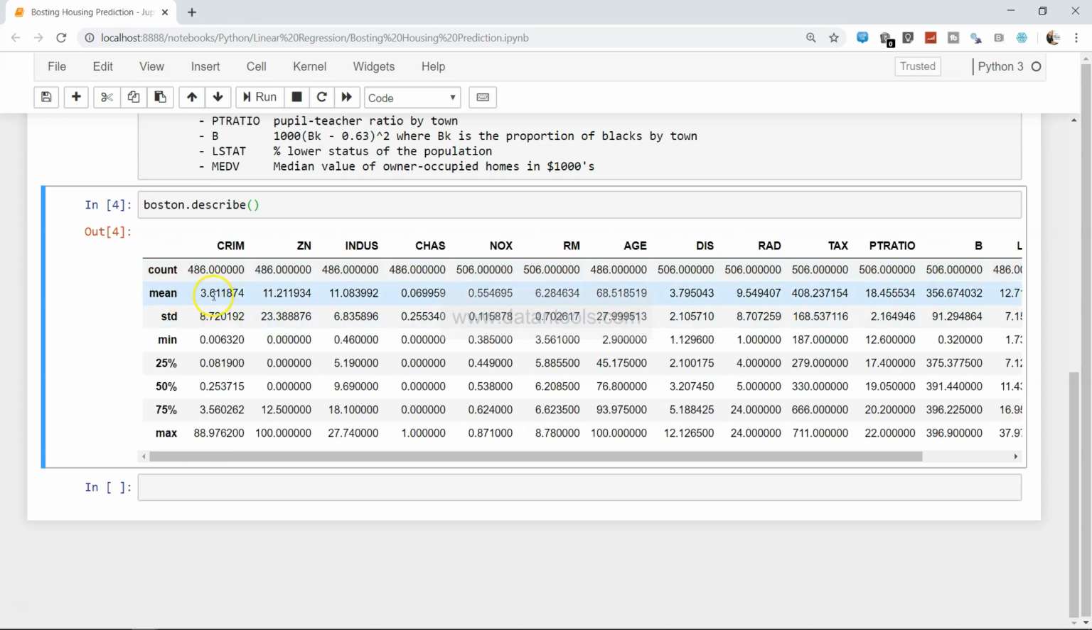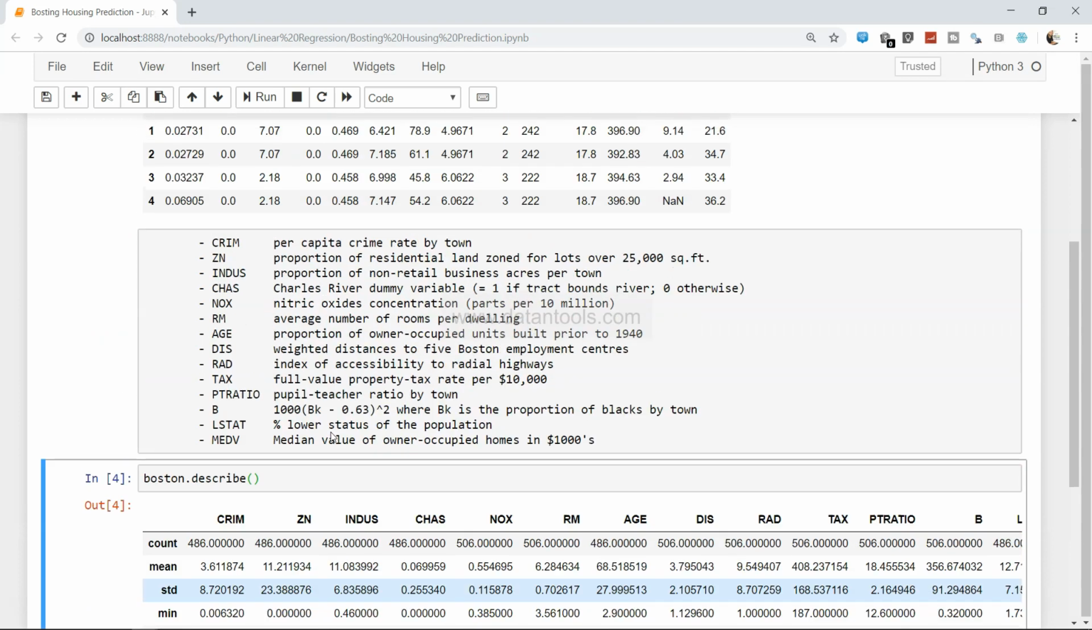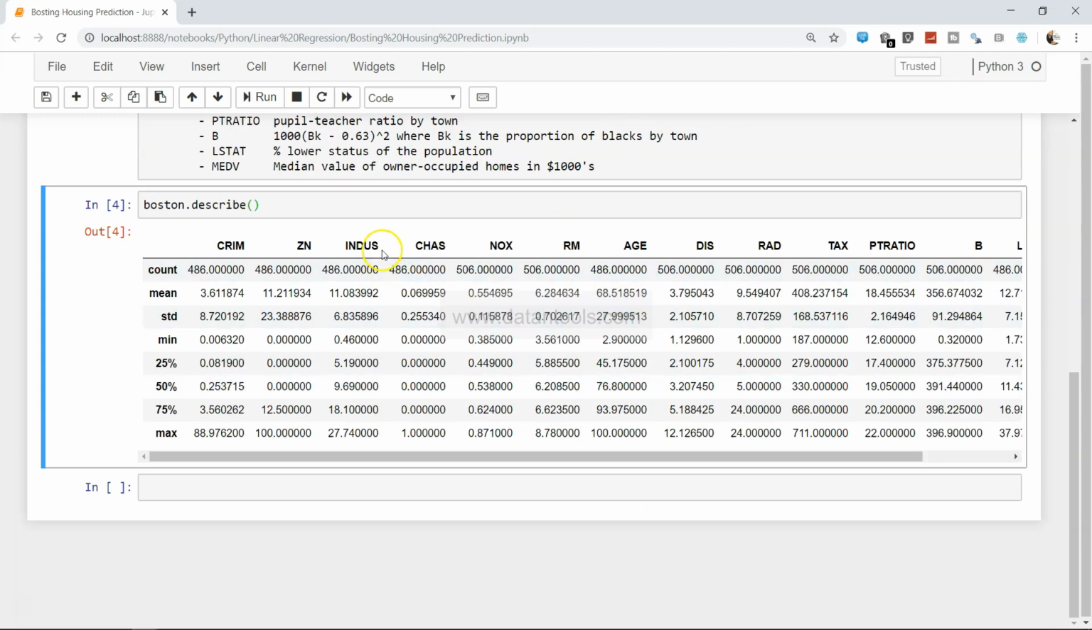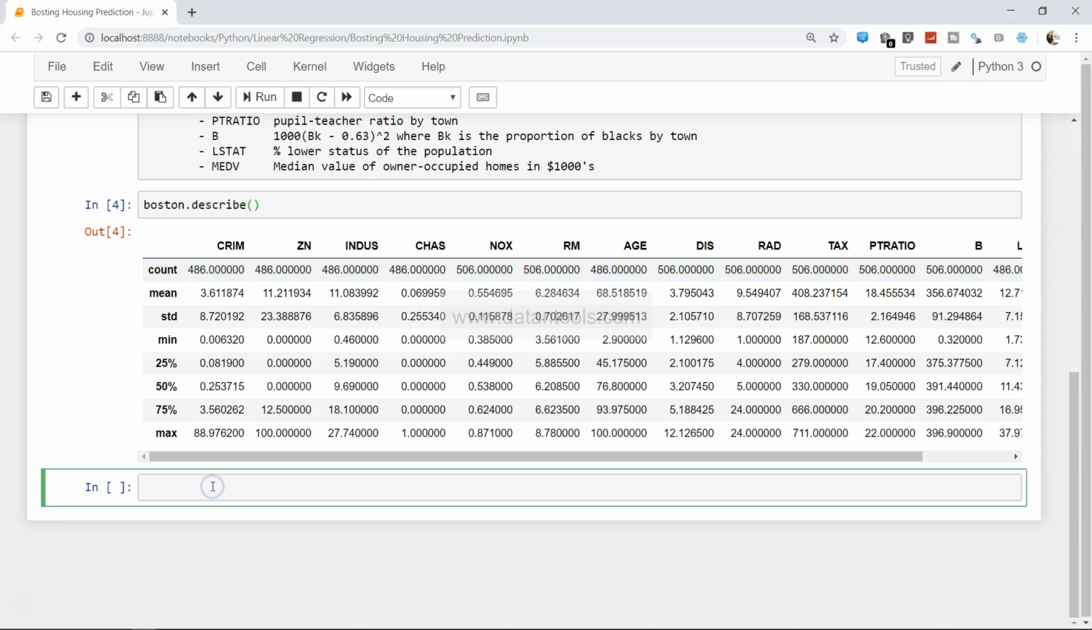Then you have the respective mean, standard deviation, minimum, 25%, 50%, 75%, and so on and so forth. All of these values are coming out of this particular data set. So what do we do with the missing values? We are going to look at that. One of the easiest methods is simply boston.dropna, which is going to drop the NA, that means the missing values, where they are present.